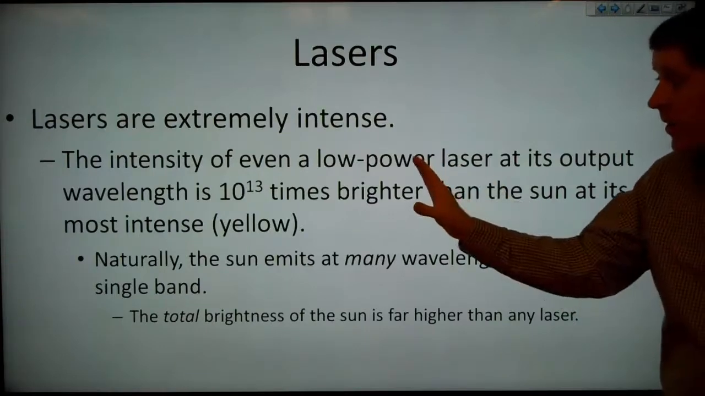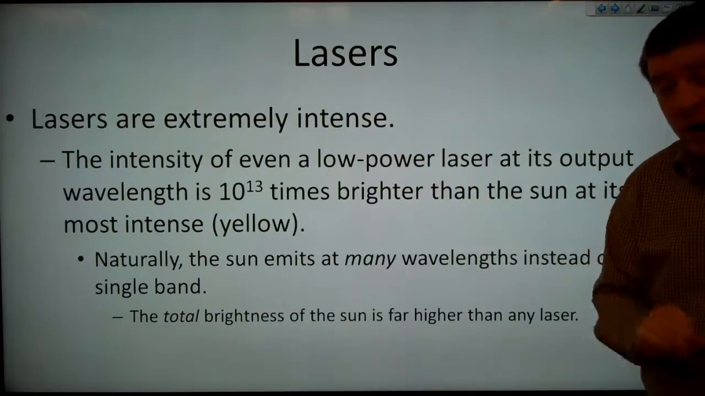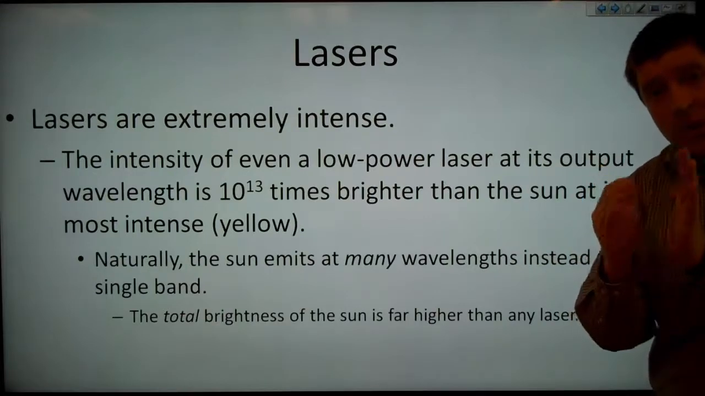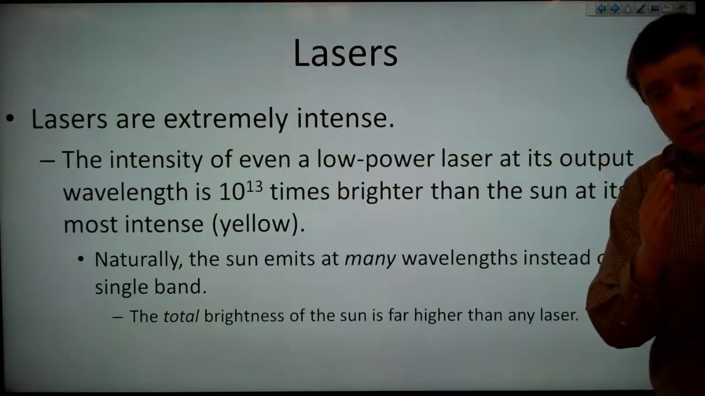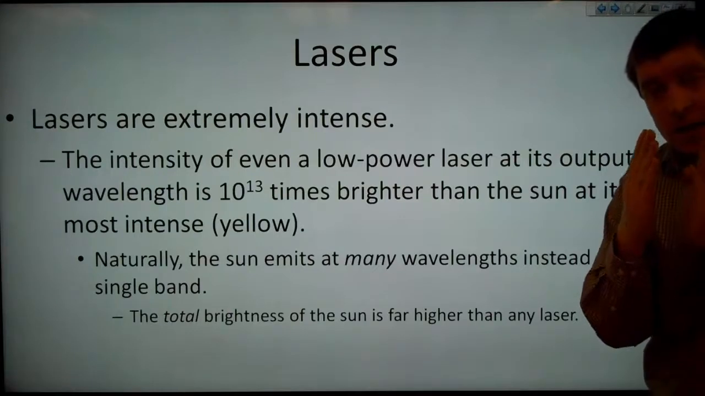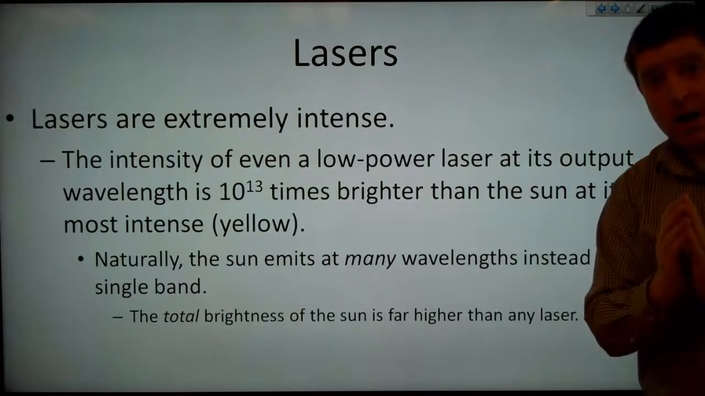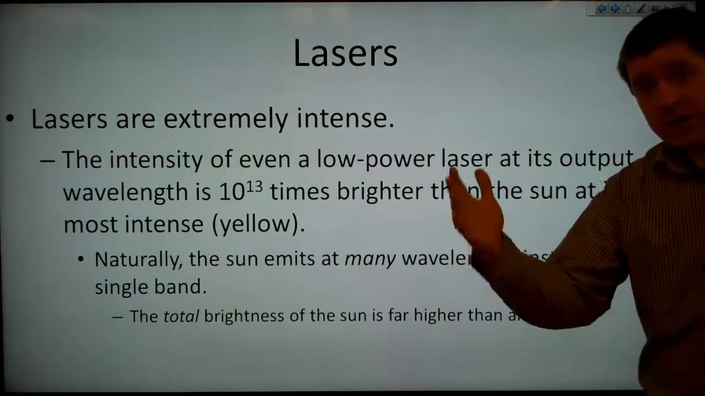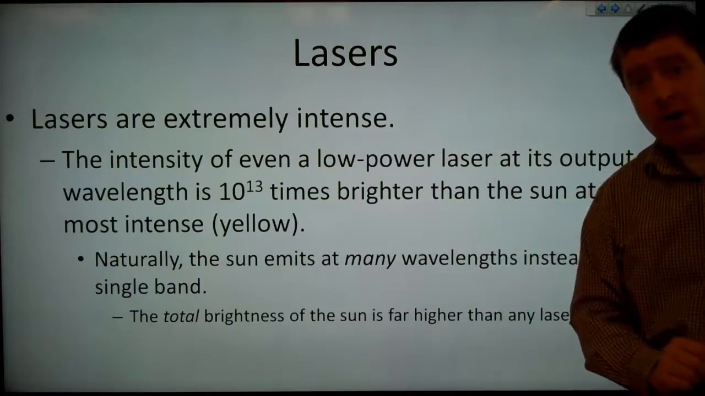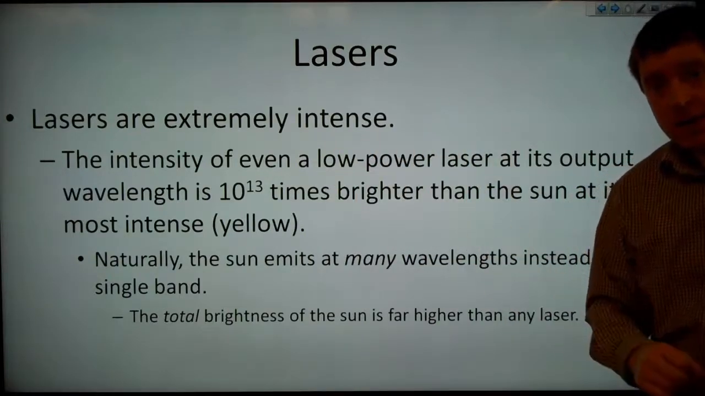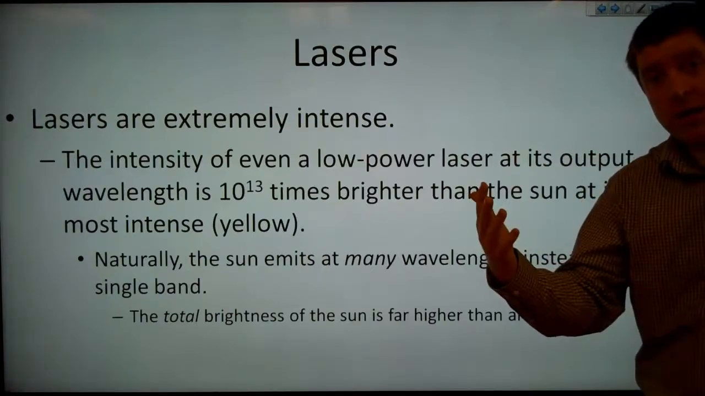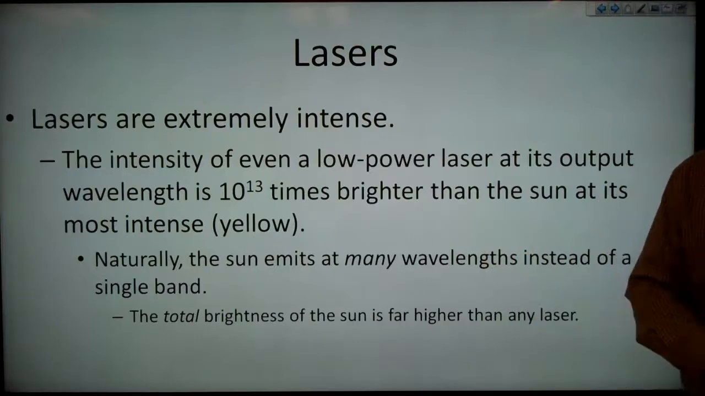So what we're talking about here by saying that even a low power laser is brighter than the sun, what we mean is within that spectrum range, if you look at the intensity over just a very narrow band, the intensity of that laser is going to be way higher than the intensity of sunlight at that band. Now, the sunlight is over a much broader band than the laser light is, and thus the total amount of energy coming from the sun at all wavelengths is way higher than any laser we can make.